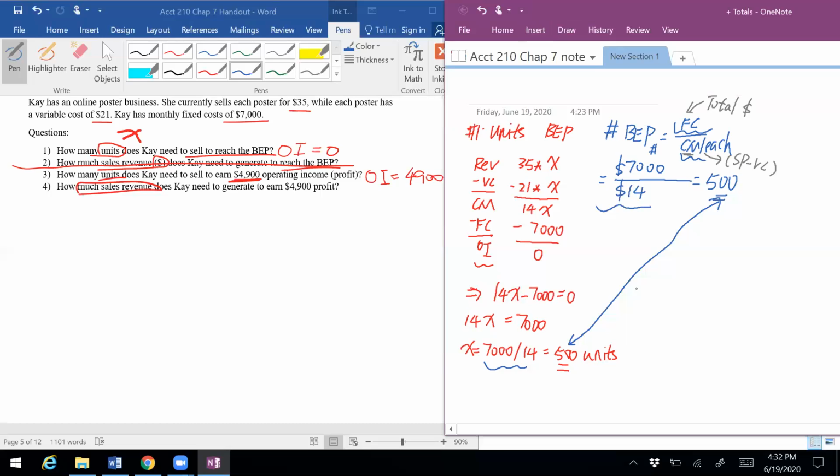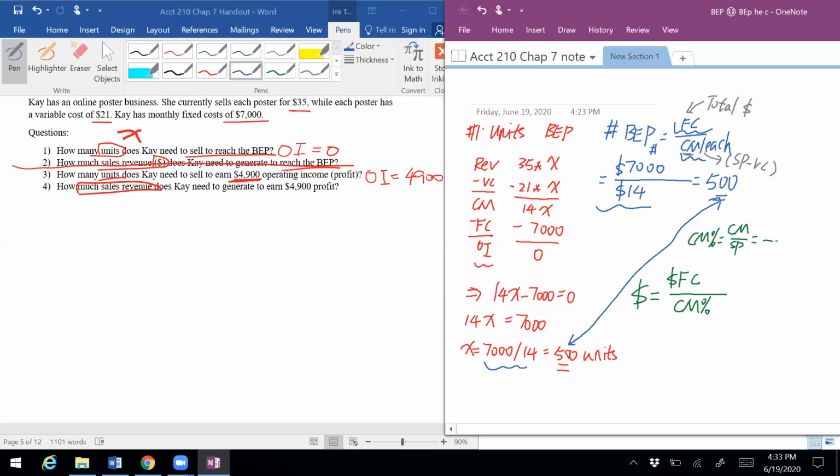Now it's asking you the dollar amount. We said the dollar amount of the break-even point equals total fixed cost in dollar amount divided by the contribution margin ratio. So how do we get our contribution margin ratio? The contribution margin ratio equals your contribution margin for each one divided by your selling price, or total contribution margin divided by your total revenue.